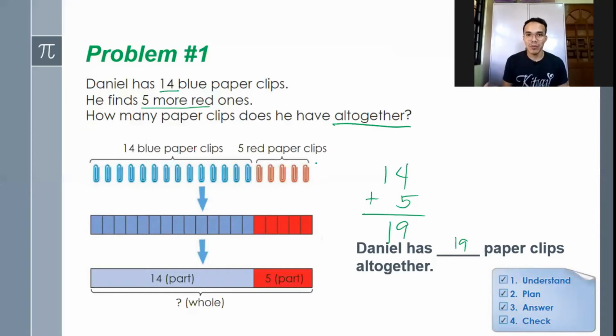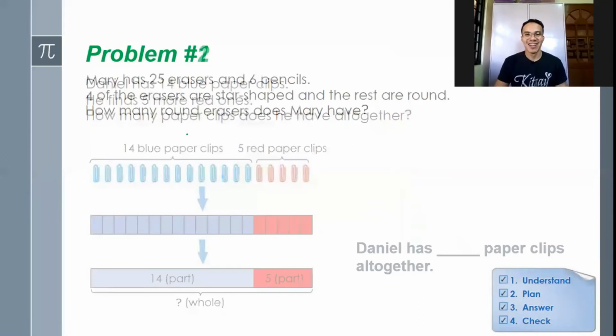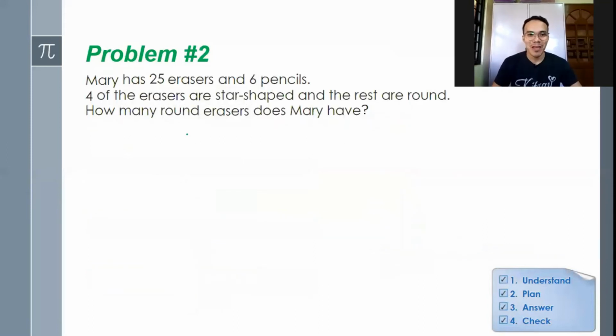So how do you do that? You can double check your computation here, or you can answer the problem again. Let's have problem number 2. Mary has 25 erasers and 6 pencils. 4 of the erasers are star-shaped and the rest are round. How many round erasers does Mary have?